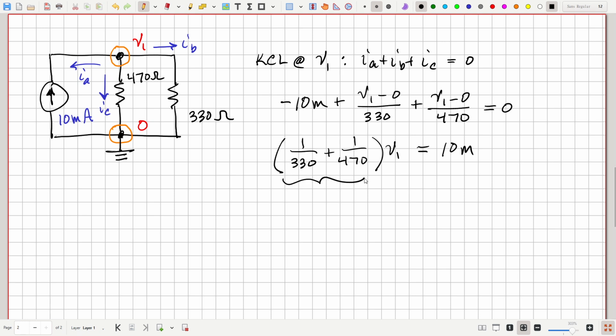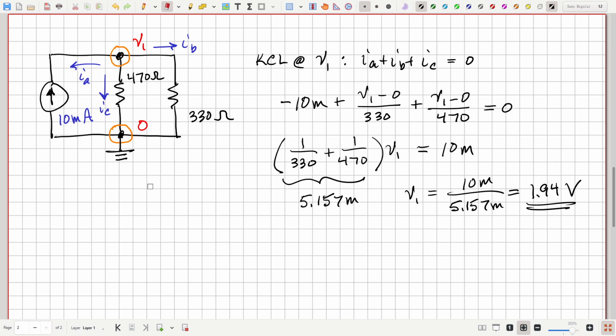Okay, so then you calculate this, and that is 5.157 milli, and therefore V1 is the ratio, 10 milli over 5.157 milli, which is, to three significant figures, 1.94 volts, which is what we got with our previous analysis. Okay, our previous analysis was easier than this, but this is how to do it with the node voltage method. And as stated previously, for very complicated circuits, this is maybe our only way we can actually do a full solution of the circuit.